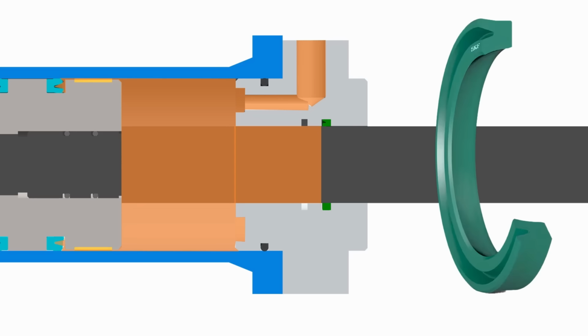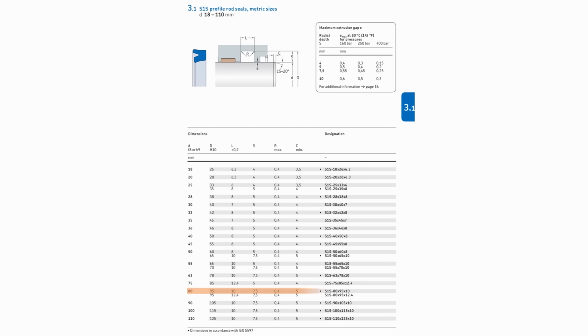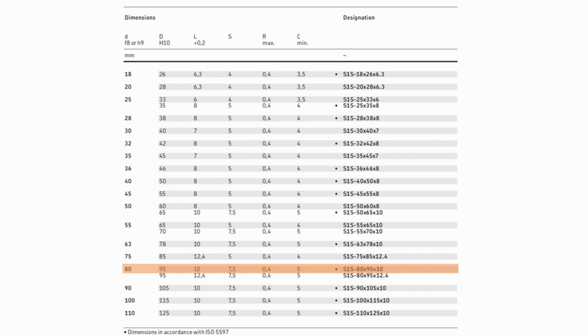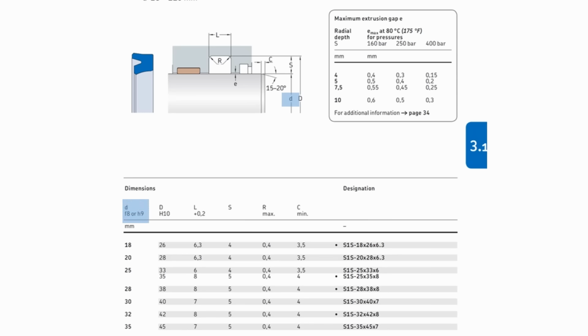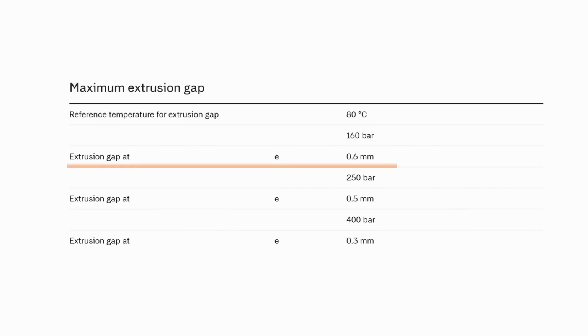So you can explore the other seal profiles based on your specific requirement. So for this cylinder, let's select a basic single lip profile, S1S, which can seal up to 400 bar at a handling speed of 1 meter per second, well suited for our application. So for an 80 mm rod diameter, which should be in F8 or H9 fit, the full technical details including groove dimension and tolerancing are available. And here we need to maintain an E-gap of 0.6 mm.